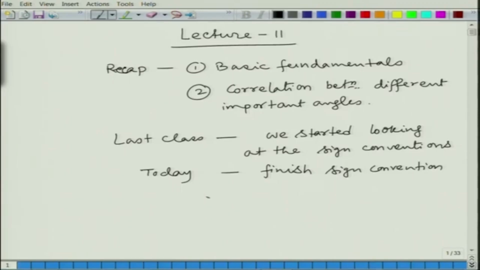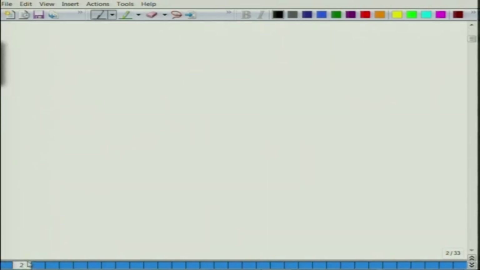and we will start talking about a very important topic, which is shading. Okay. So, let us start with the sign convention.